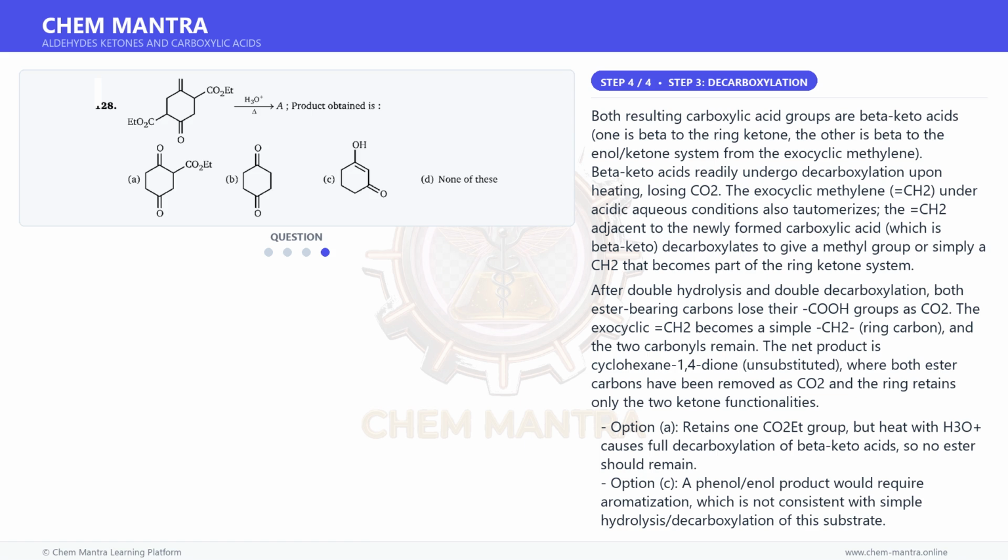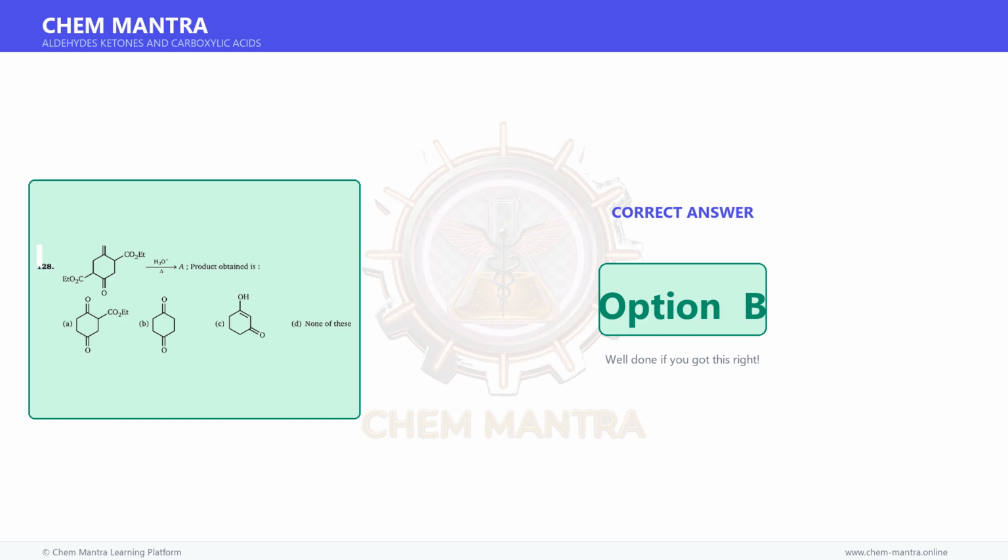Option C, a phenol-enol product, would require aromatization, which is not consistent with simple hydrolysis and decarboxylation of this substrate. Option D is eliminated because option B is correct. Therefore, the correct answer is option B.